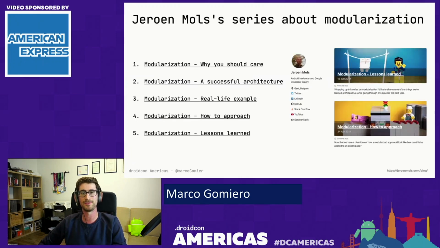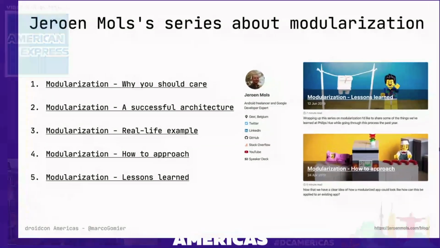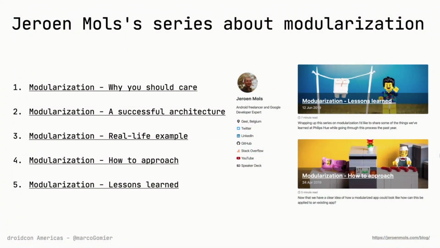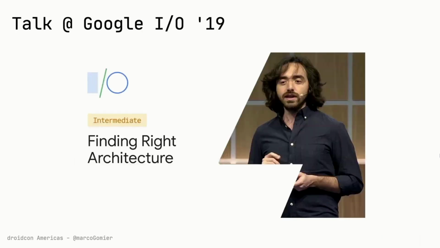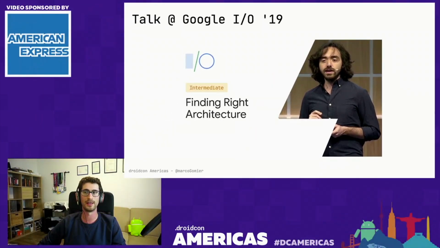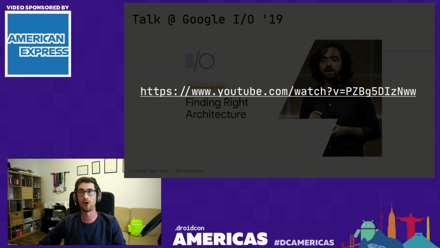First of all, I started by reading the series of articles published by Jerome Molds about modularization, and it is really interesting because it covers different parts and different situations. It provides an example, and it is a very good resource to start with. Next, I suggest you take a look at this talk from the past Google I/O that describes a little bit of architecture in a modularized way. And finally, after reading articles and looking at videos or talks, the best thing to do is look into a real-world example.